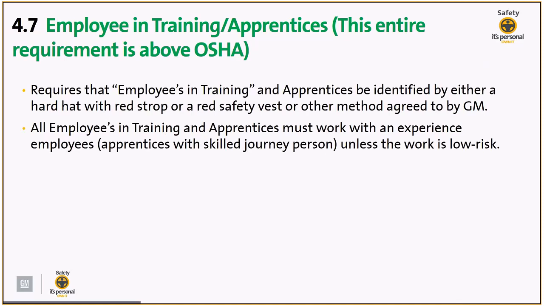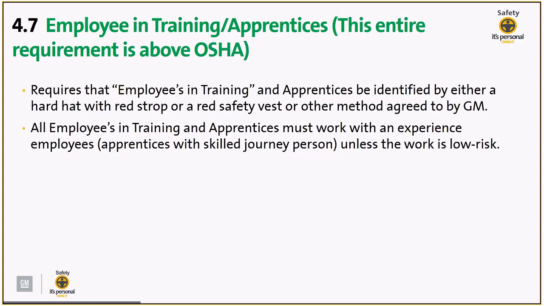Apprentices in training, this entire requirement is also above OSHA regulations, but it truly is only these 2 bullets. It's not a long requirement, but it is above OSHA regulations. So our new one here is employees in training and apprentices. So we now require that employees in training and apprentices are identified by either a hard hat with a red stripe or a red safety vest or other methods agreed to by GM.